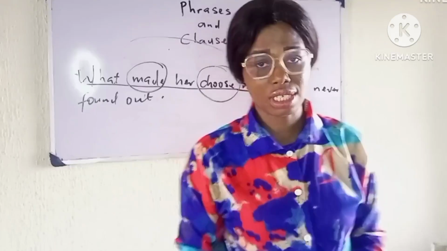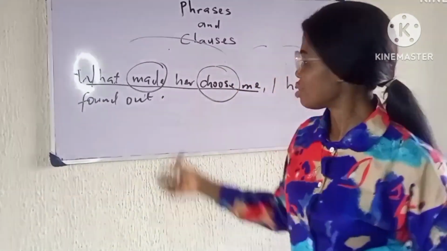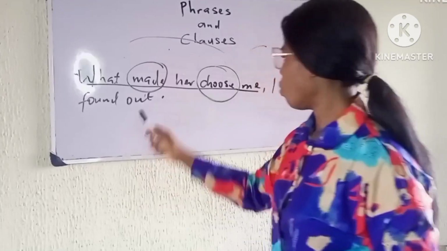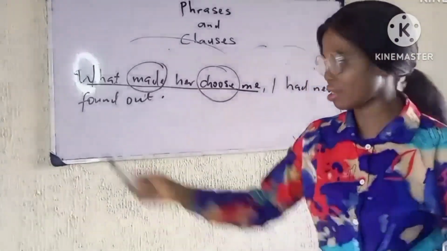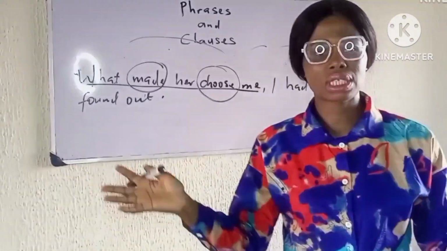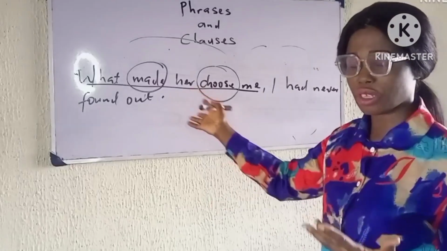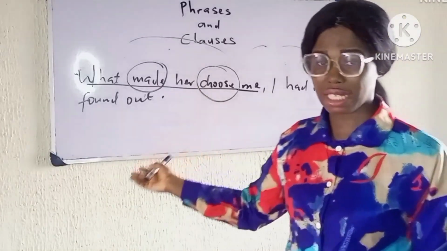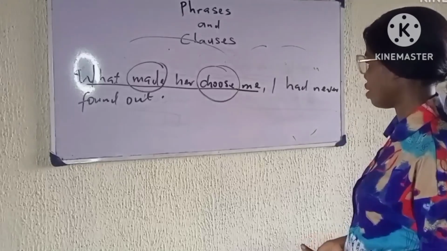Now, what type of clause is it? Now let's look at this. What made her choose me? Okay. Now, can you replace these underlined words with something, someone, any of those pronouns that I gave you? Can you replace the underlined words with any of those words and see if it will make sense? Okay. Now, what made her choose me? I had never found out.